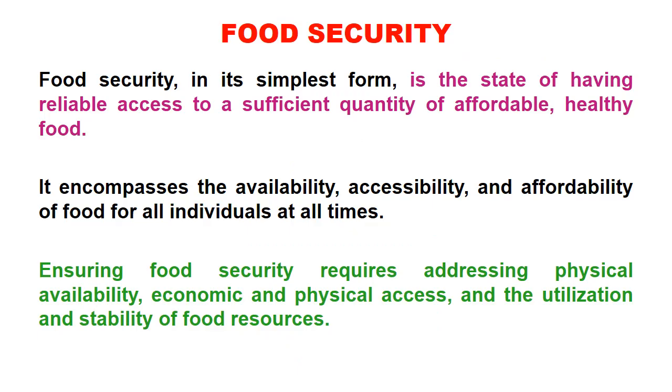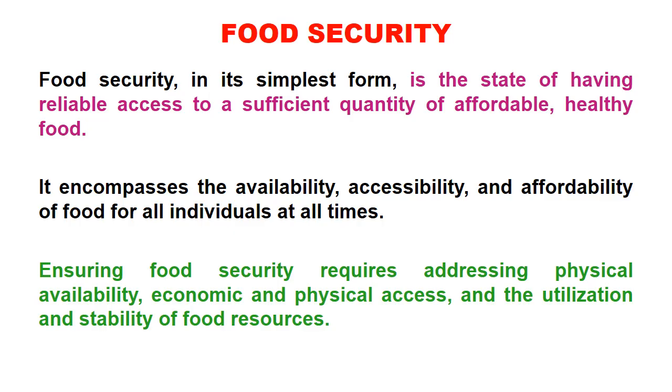Once again we will discuss food security. Food security in its simplest form is the state of having reliable access to a sufficient quantity of affordable healthy food. So it encompasses the availability, accessibility and affordability of food for all individuals at all times. It should be easily available, accessible, and affordable, meaning the price also should be in a reasonable range.